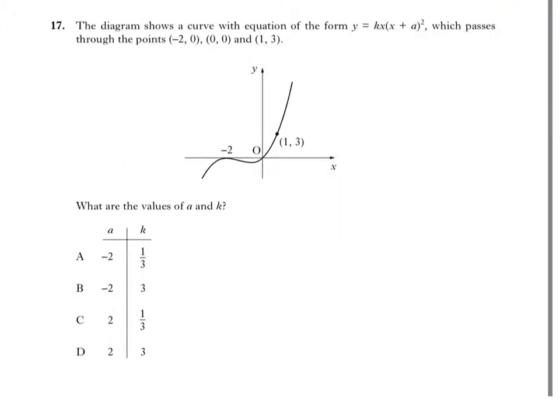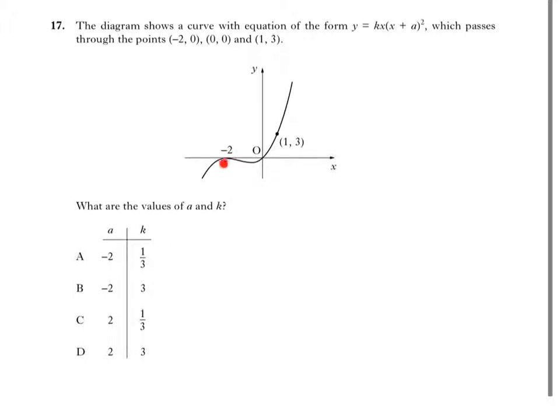Okay, section 5, question 3. The diagram shows a curve with equation of the form y equals kx(x plus a) all squared, which passes through the points (minus 2, 0), (0, 0) and (1, 3). What are the values of a and k?